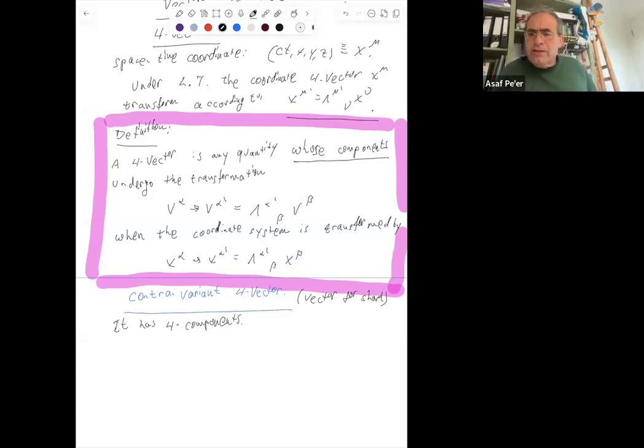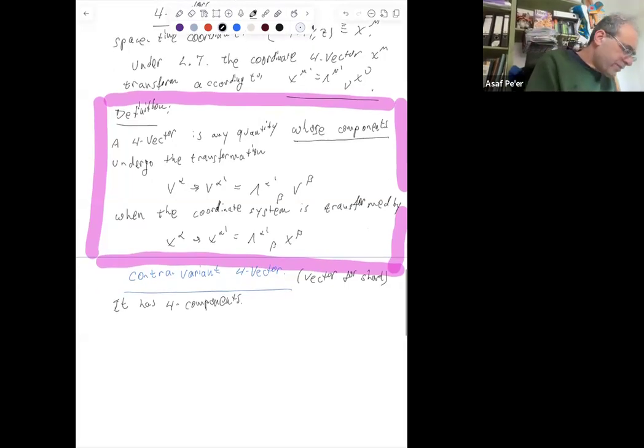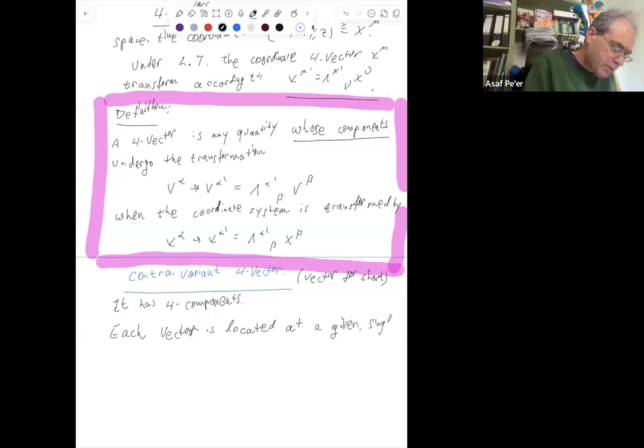And then one of you said something which is very true. The other very important concept is that a vector belongs to a point in space-time. Each vector is located at a single given point in space-time. This is crucial.